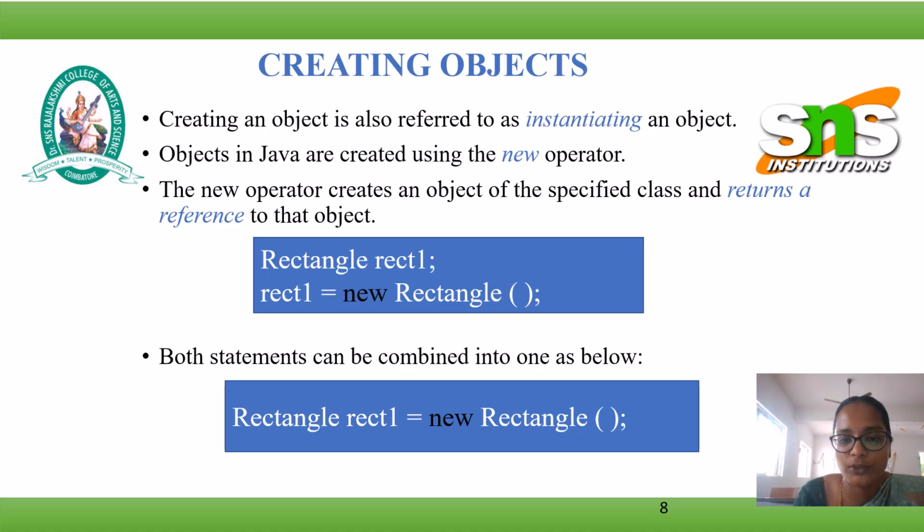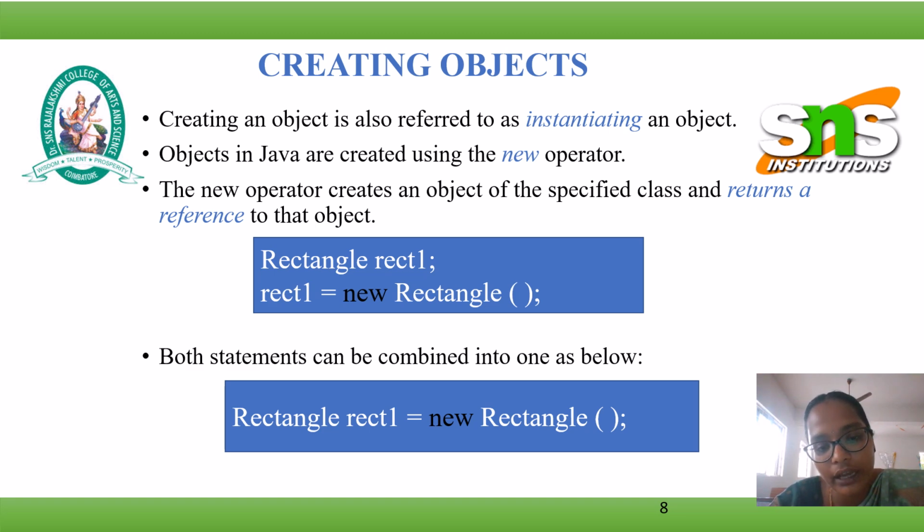Next, creating an object. After declaring or completing the class, we have to create objects for that class. By the use of that object only, we can call the methods and fields specified inside the class. Here is an example: Rectangle rect1. rect1 is the object. rect1 equals new Rectangle. In this way only you'll call that particular class.